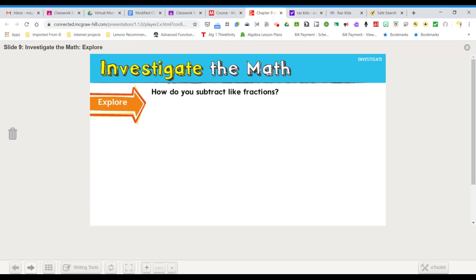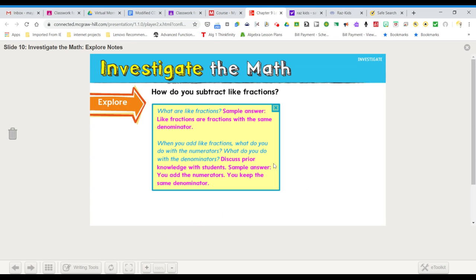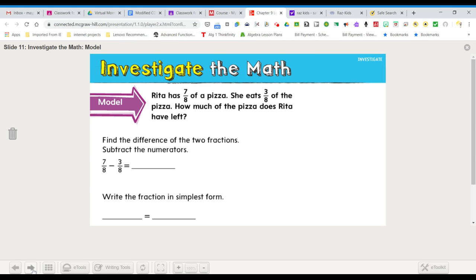How do you subtract like fractions? Well, let's think about yesterday. Yesterday, we added only the numerators and we left the denominators alone. What are you thinking for today? If you said, oh, we're going to subtract the numerators and leave the denominators alone, you're exactly right. We are looking at like fractions. They have the same denominator. When you're adding, you add the numerators; when you're subtracting, you just subtract the numerators. You leave the denominator alone. You keep the same denominator. That's the main thing to remember for today.